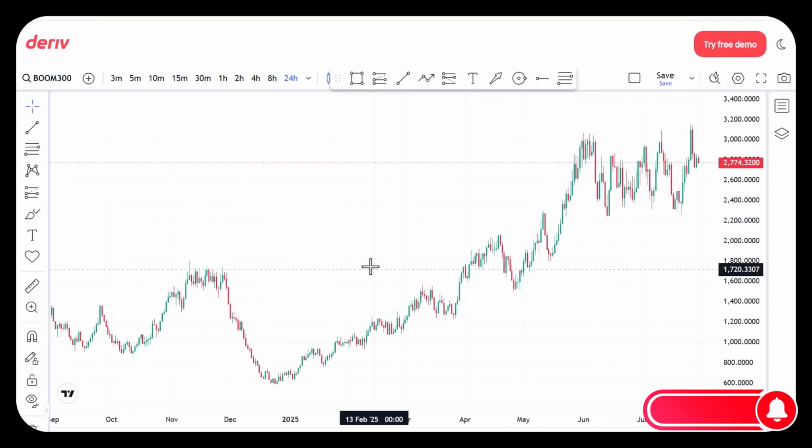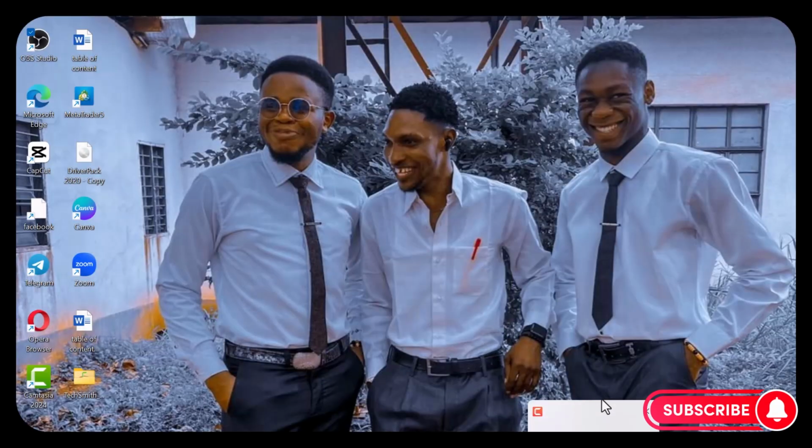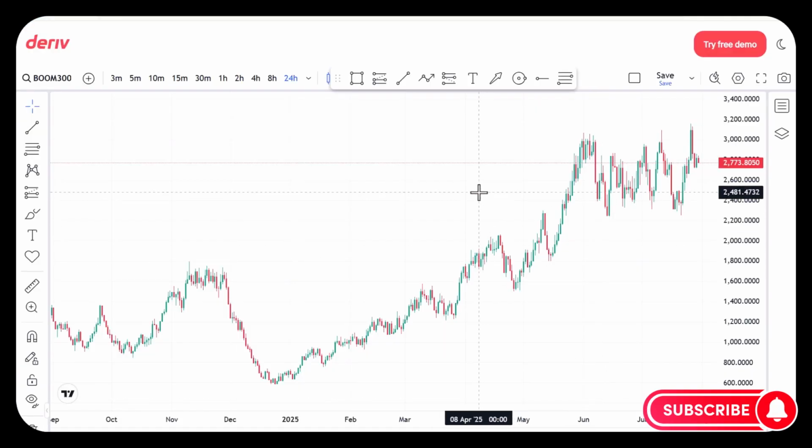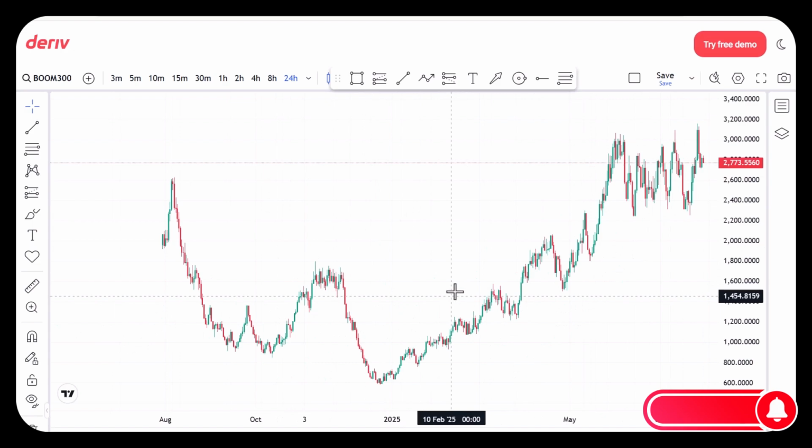So the first thing you need to understand about boom and crash is their individual characteristics. So what is the major characteristic of a boom? One thing you need to know about this boom pair is that they have a spike to the upside. So anytime you hear the word boom, the first thing that should come to your mind is that there is always a sudden spike to the upward direction. All right. And then when we are talking about crash, crash always has a spike to the downward direction. So if you hear the word crash, the first thing that should come to your mind is that there is always a spike to the downward direction.